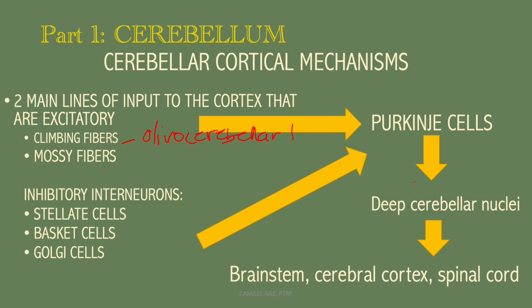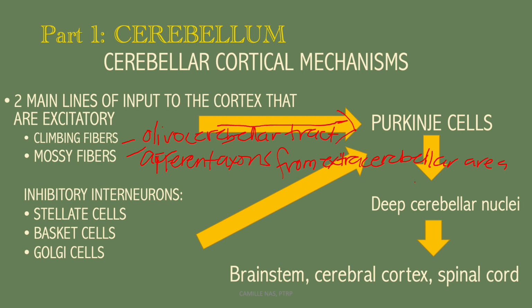While your mossy fibers, these are the afferent axons from the pontine nuclei, spinal cord, vestibular nuclei, and reticular formation. So, afferent axons from extracerebellar areas. Okay, so both of these basically are found outside the cerebellum. So, these are afferent fibers outside the cerebellum. Your climbing fibers and your mossy fibers, which stimulates or sends signals to your Purkinje cells.